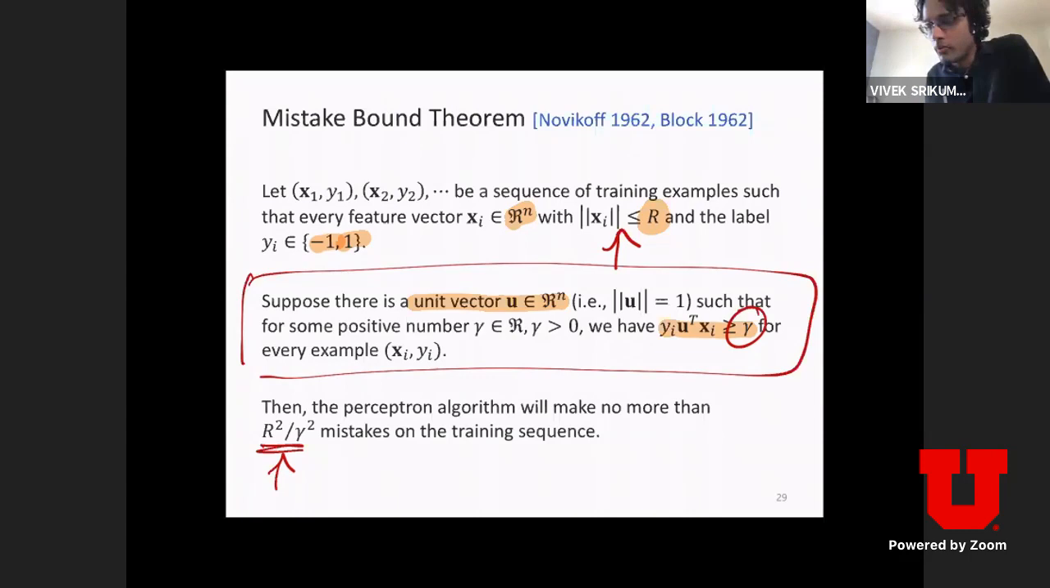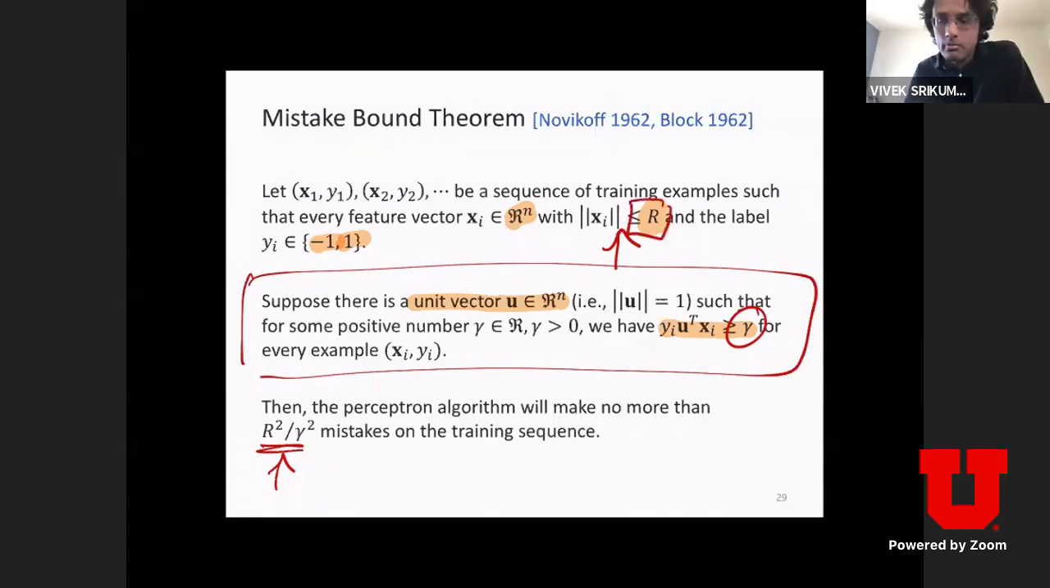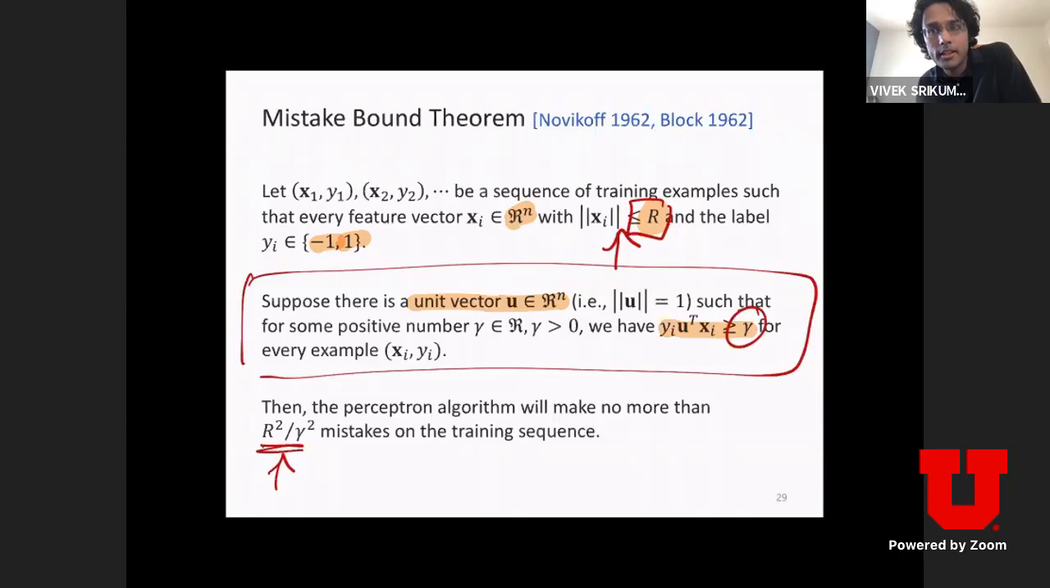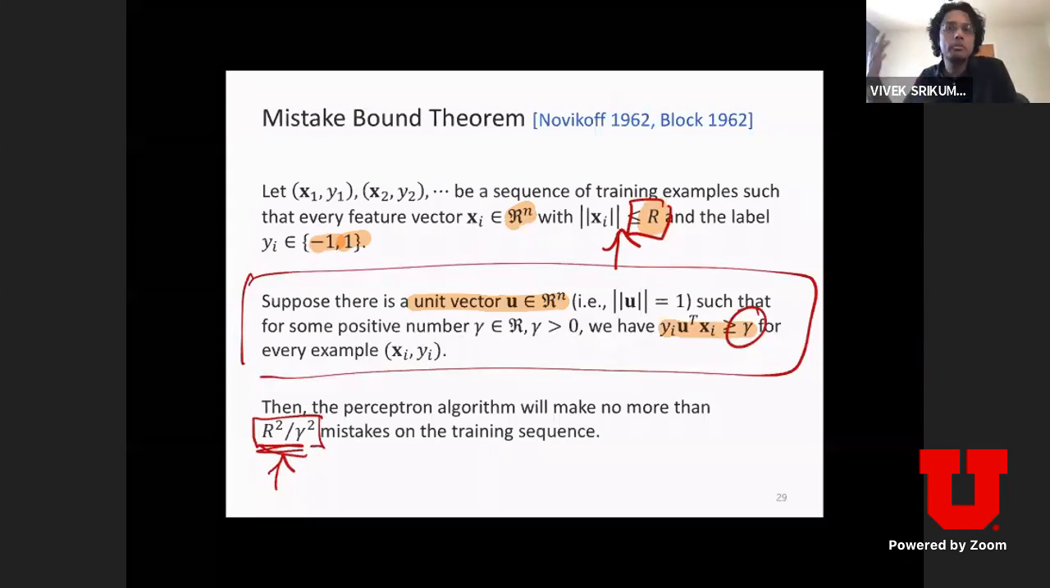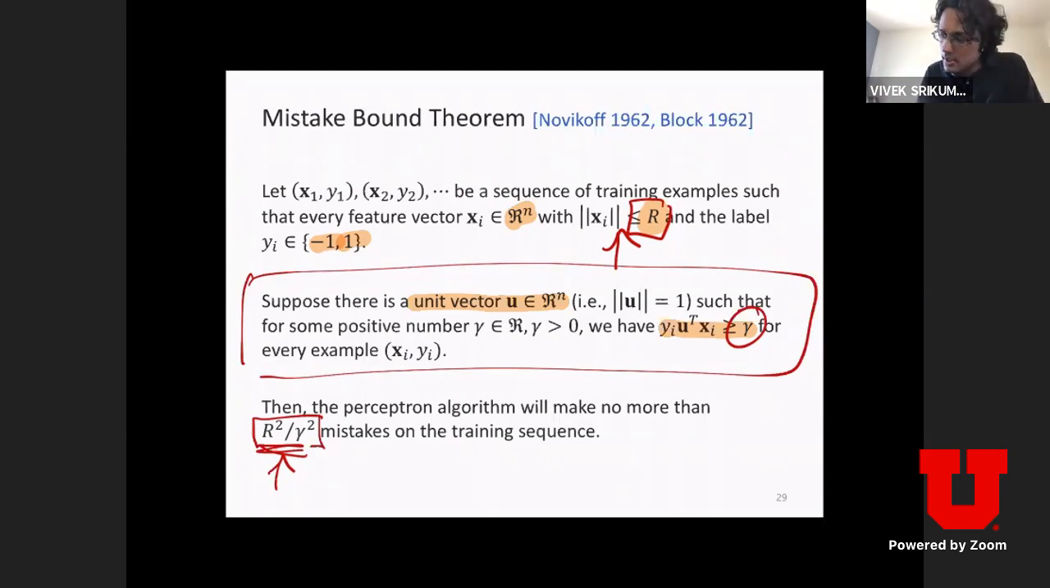Just like we may not be able to control the radius of the ball that contains the data. If the margin is big, it is easier to learn. Yes, because if gamma is large, then this quantity is small, so the perceptron algorithm will stop making mistakes after a small number of mistakes. Did I say, maybe I did. So if the margin is big, the data set is easier to learn. That's always the case. I might have misspoken before, but the larger margins correspond to easier learnability.